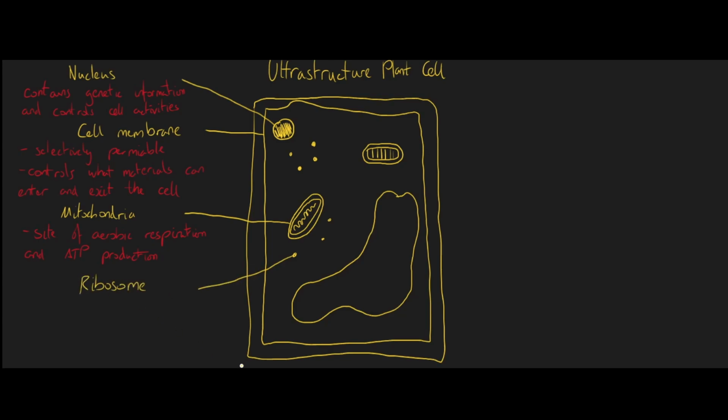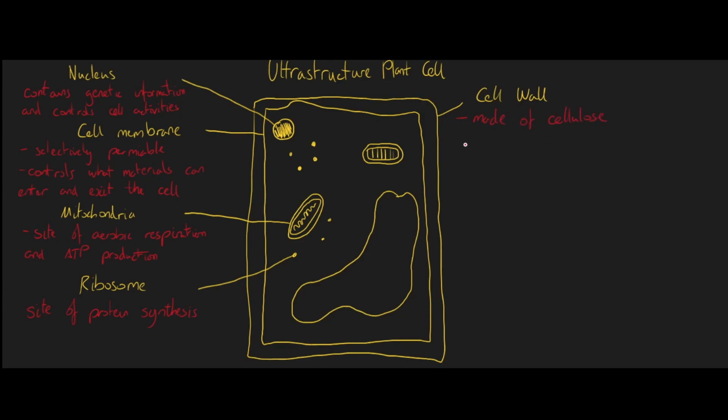Ribosomes are the protein factories. This is where proteins are made in a process called protein synthesis. A ribosome is the site of protein synthesis. Proteins are essential for building cell structures and carrying out functions like enzyme activity.